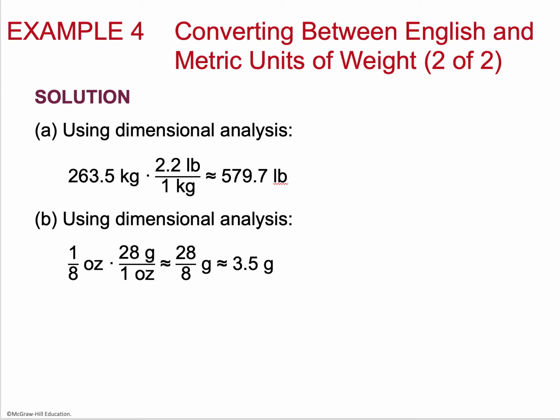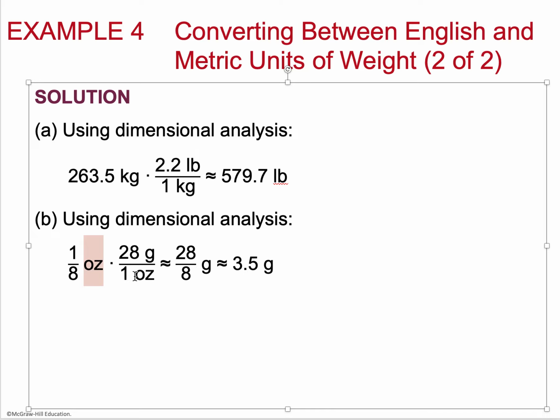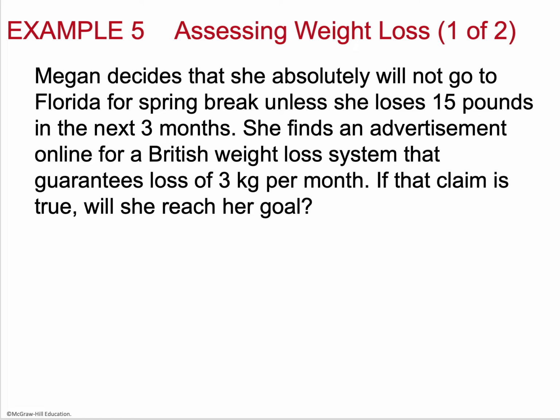In part B, I want to know, a hummingbird weighs 1/8 of an ounce. How many grams is that? I have ounces, so my denominator must also have ounces. So I'm going to do 1/8, 1 divided by 8, times 28, which is 3.5 grams. So remember, fractions are really just statements of division.